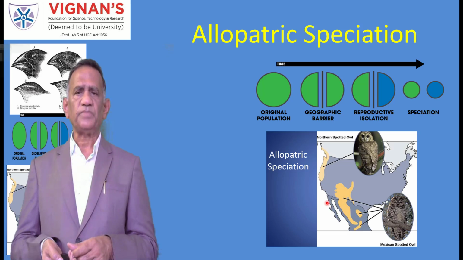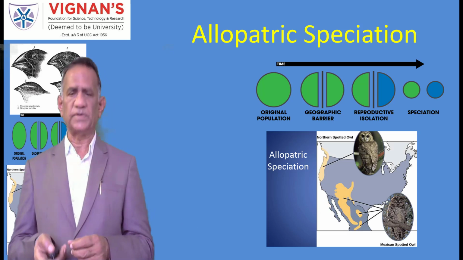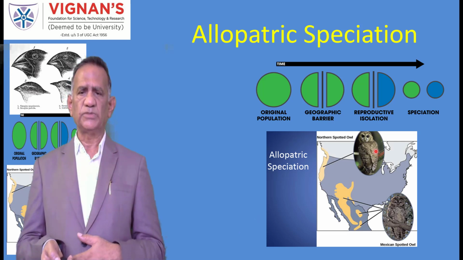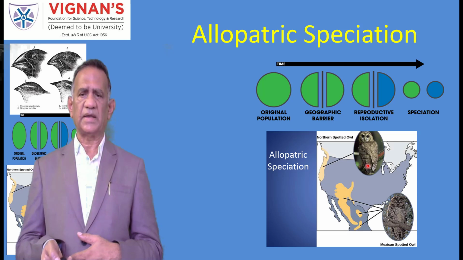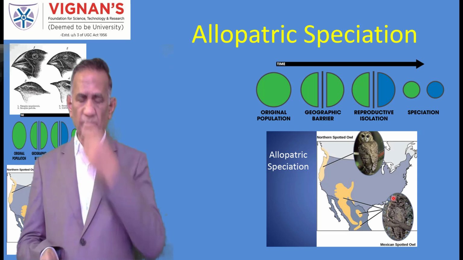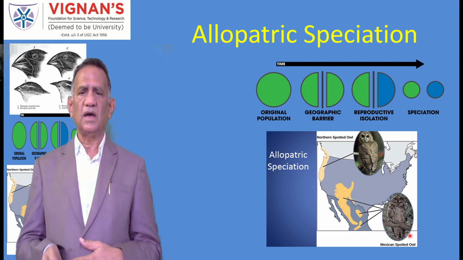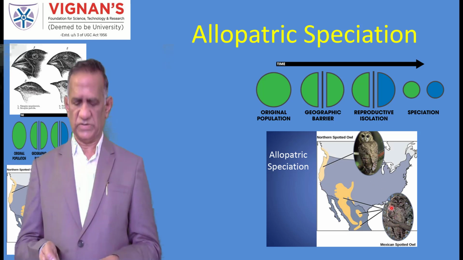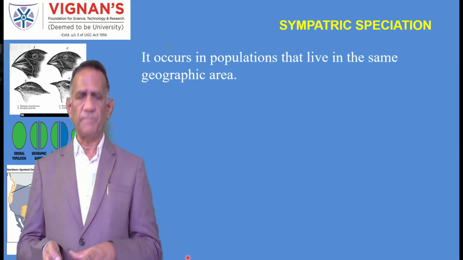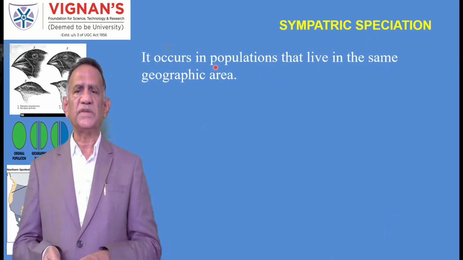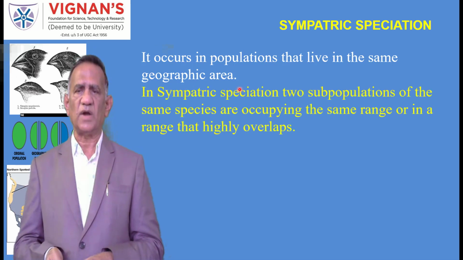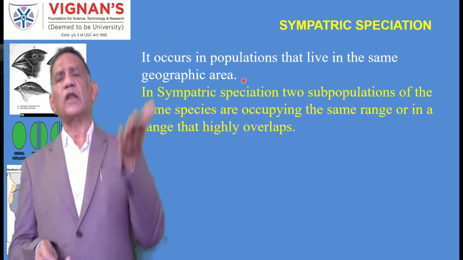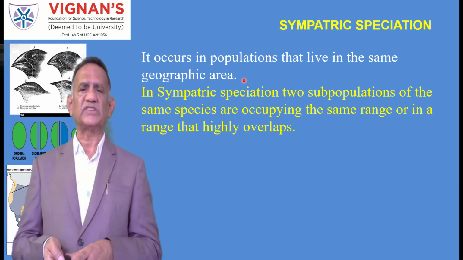Now let us see some more details of allopatric species. As we have seen in this diagram, there is an owl present in the Canada, North America region, and another owl present in the Mexican region. Because of the distance, they have become allopatric species. Now let us see sympatric species. It occurs in populations that live in the same geographical area, as we have seen earlier. We have seen how the population exists, now how that population arose. That's what we are saying in sympatric speciation.